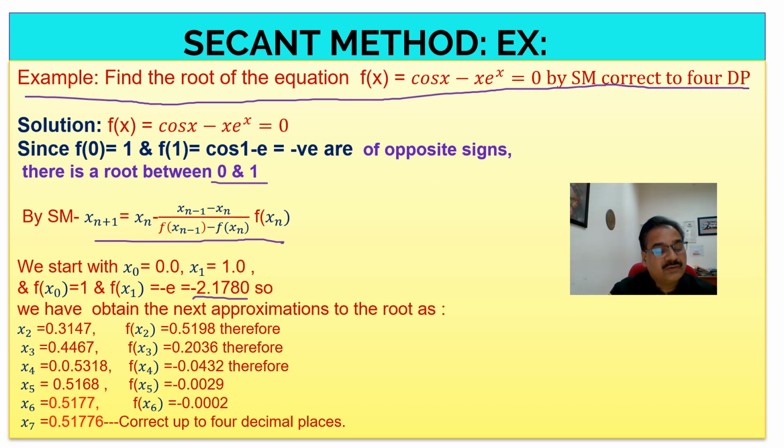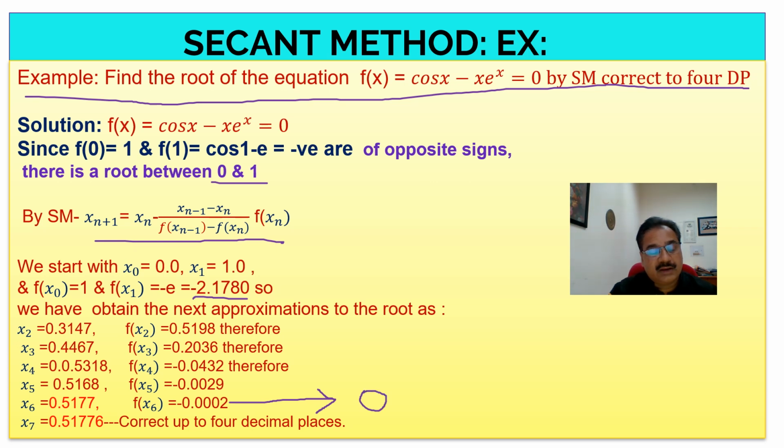x4 you will get 0.5318 and f of x4 is minus 0.0432. Then x5 is 0.5168 and f of x5 is minus 0.0029. Then in this way, repeating further, you will get x6 that is 0.5177 and f of x6 is minus 0.0002, mind it. This is very close to 0. Okay, so this value is going closer to 0.